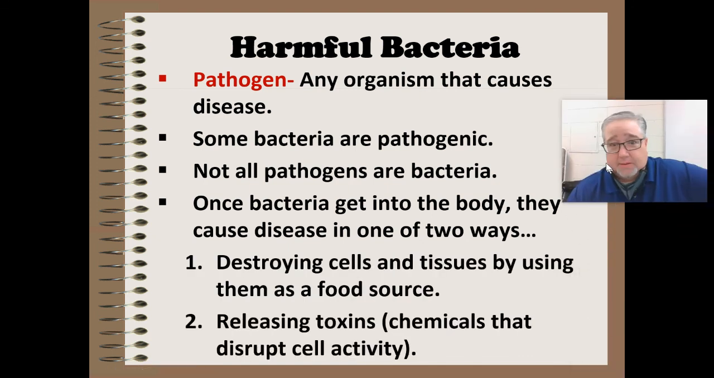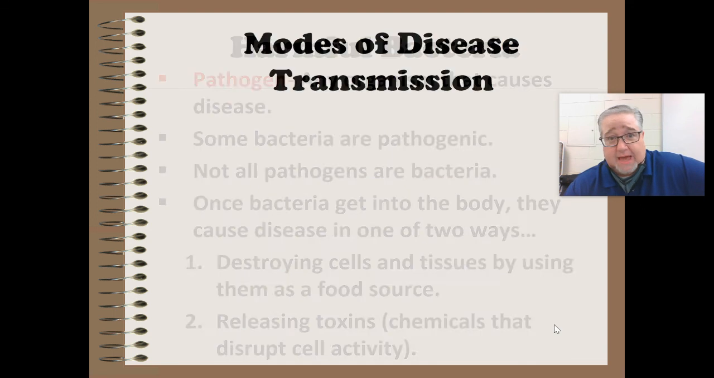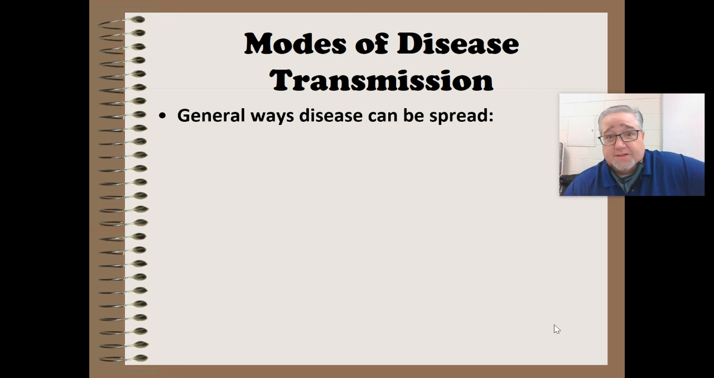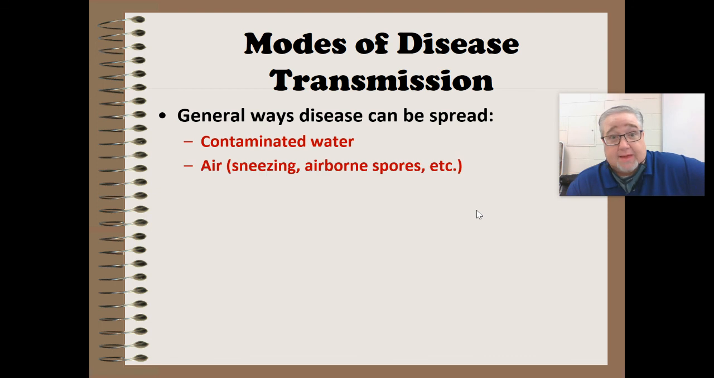Other bacteria will release toxins, they'll release chemicals, and those chemicals can actually damage body cells. So it depends on the type of bacteria, but these are just two different ways that they can cause active disease. Modes of disease transmission. How can bacteria be spread from one person to another? In this case, contaminated water. Sometimes these bacteria will get into a water supply, and if people are using that water supply as a drinking source, then they can contract that disease.